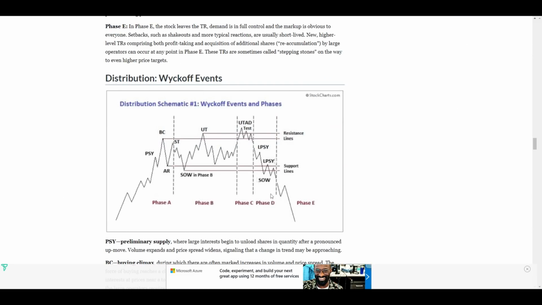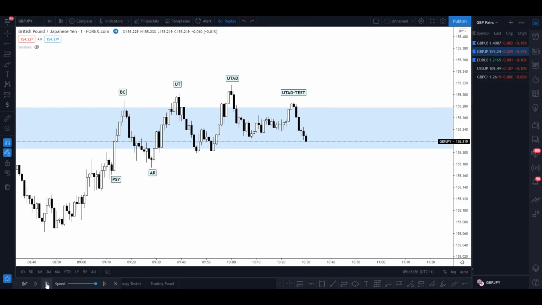Now, Wyckoff isn't telling you to buy or sell at the UT, sell over here. No, all it's telling you is that the potential schematic of whatever happenings on the chart can give you that idea that price is going to end up reversing. So let's see what the market ends up doing.